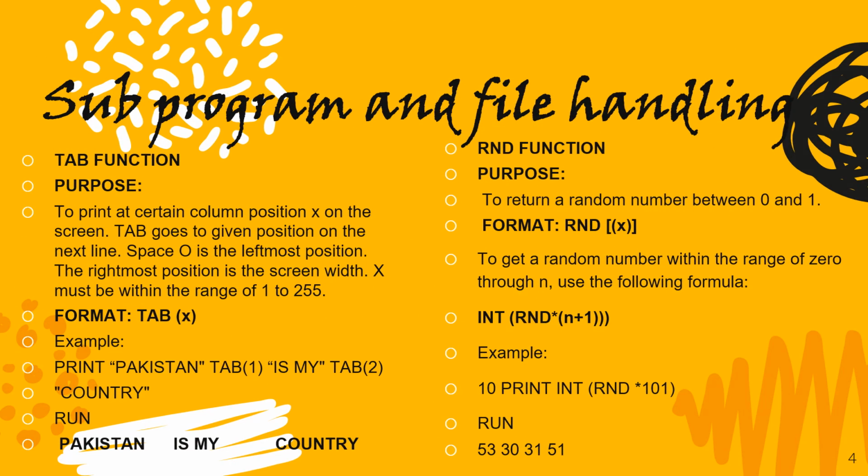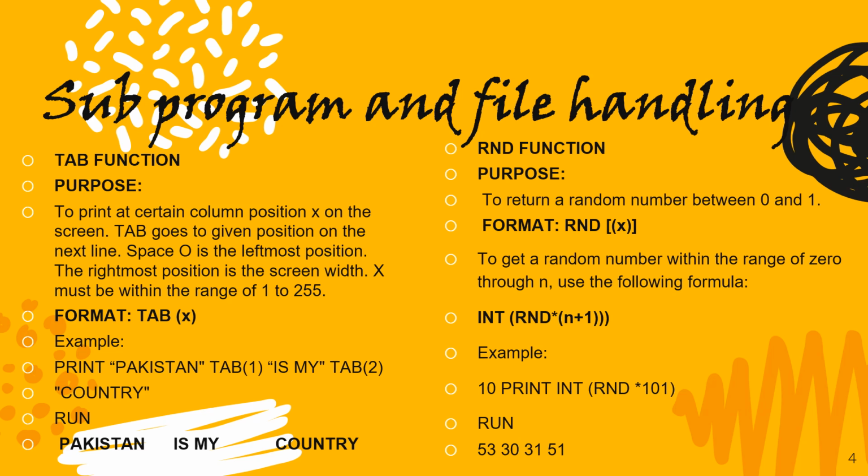Our first function is the TAB function. The TAB function is used to print at a certain column position on the screen. TAB goes to the given position on the next line. Space 0 is the leftmost position and the rightmost position is the screen width. X must be within the range of 1 to 255. The syntax of the TAB function is TAB(X).